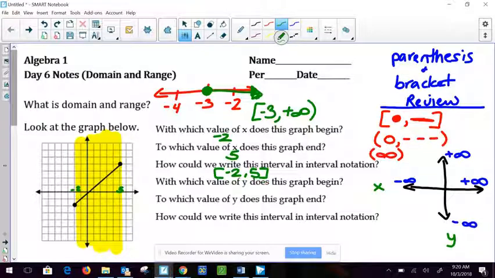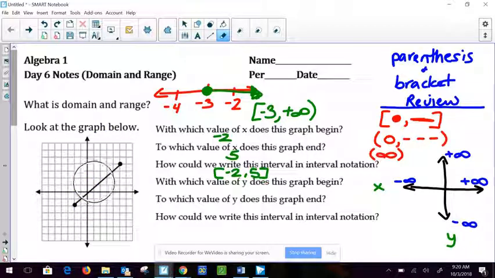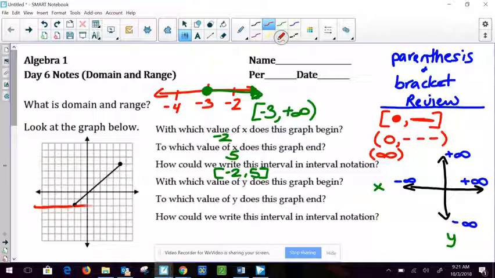Okay, so now let's look at our range. I'm going to have to erase this to make it make more sense. So when we look at our range now, it says, with which value does the graph begin? Now, when they say begin, they're always referring to the smallest value. So on the y-axis, that's always going to be the bottom. So right here is where my graph begins. That cuts through the -2 line. So -2 is where it begins.